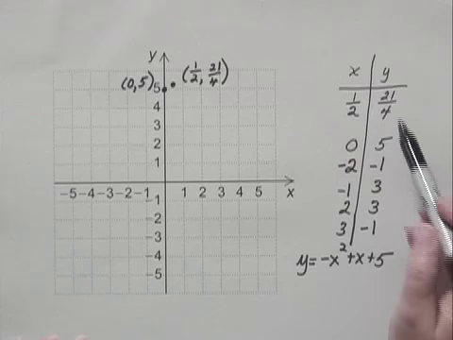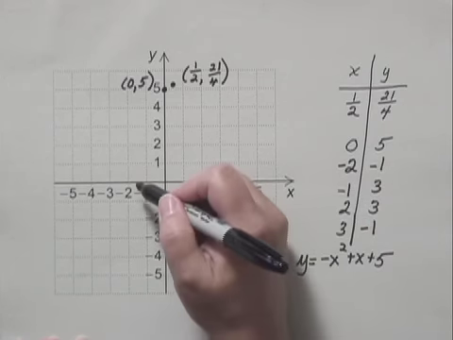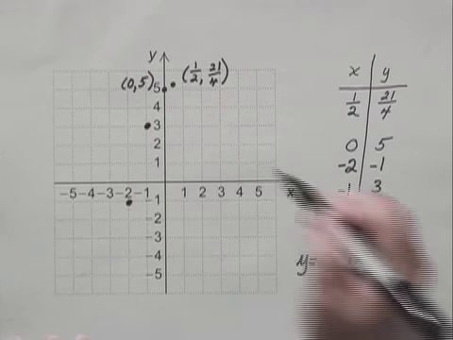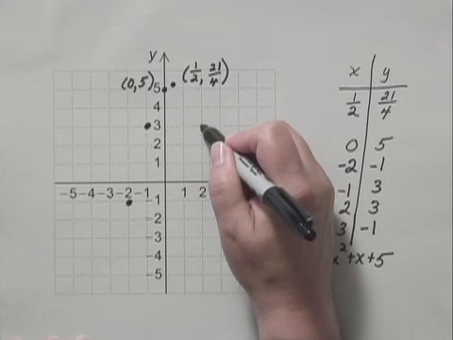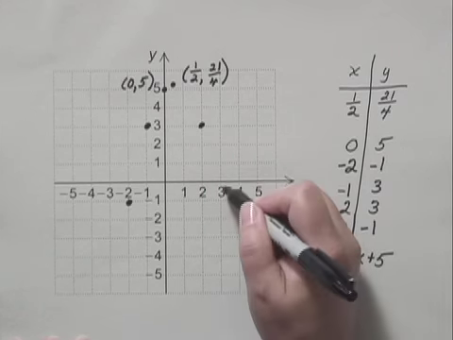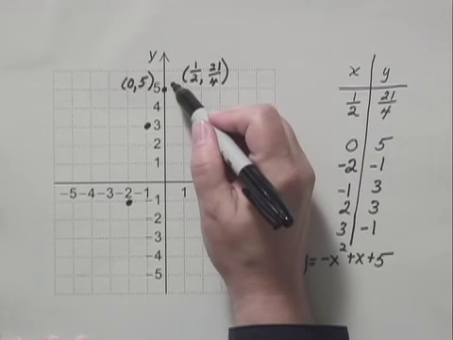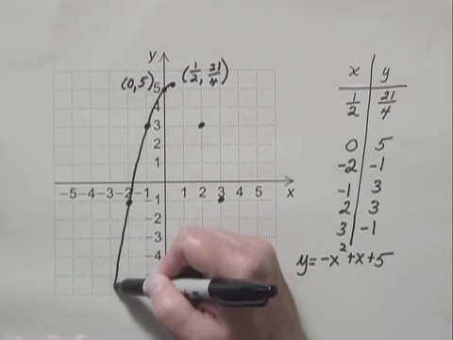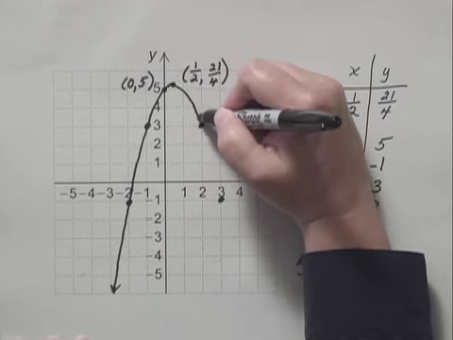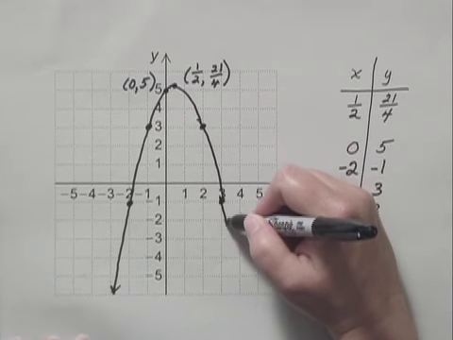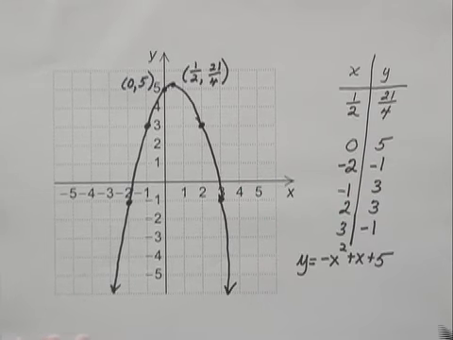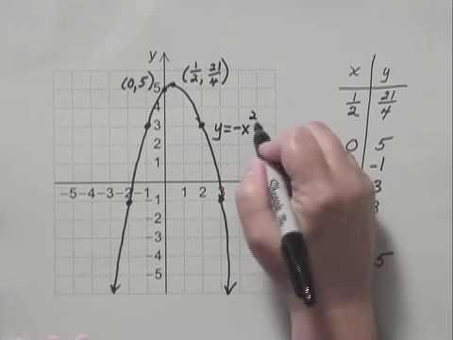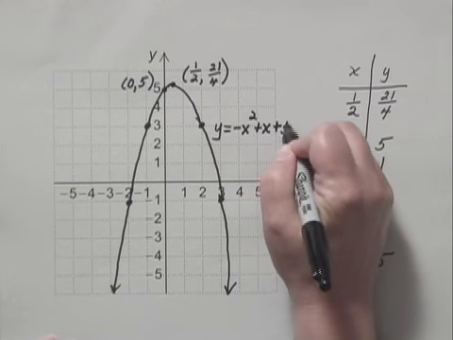Now the other points we'll just plot: -2, -1, -1, 3, 2, 3, 3, -1, and we'll sketch the graph then. And again, it's a parabola that opens down, and we have enough points to give us a good idea of the shape of the graph. Finally, we label the graph with the equation y equals the opposite of x squared plus x plus 5.